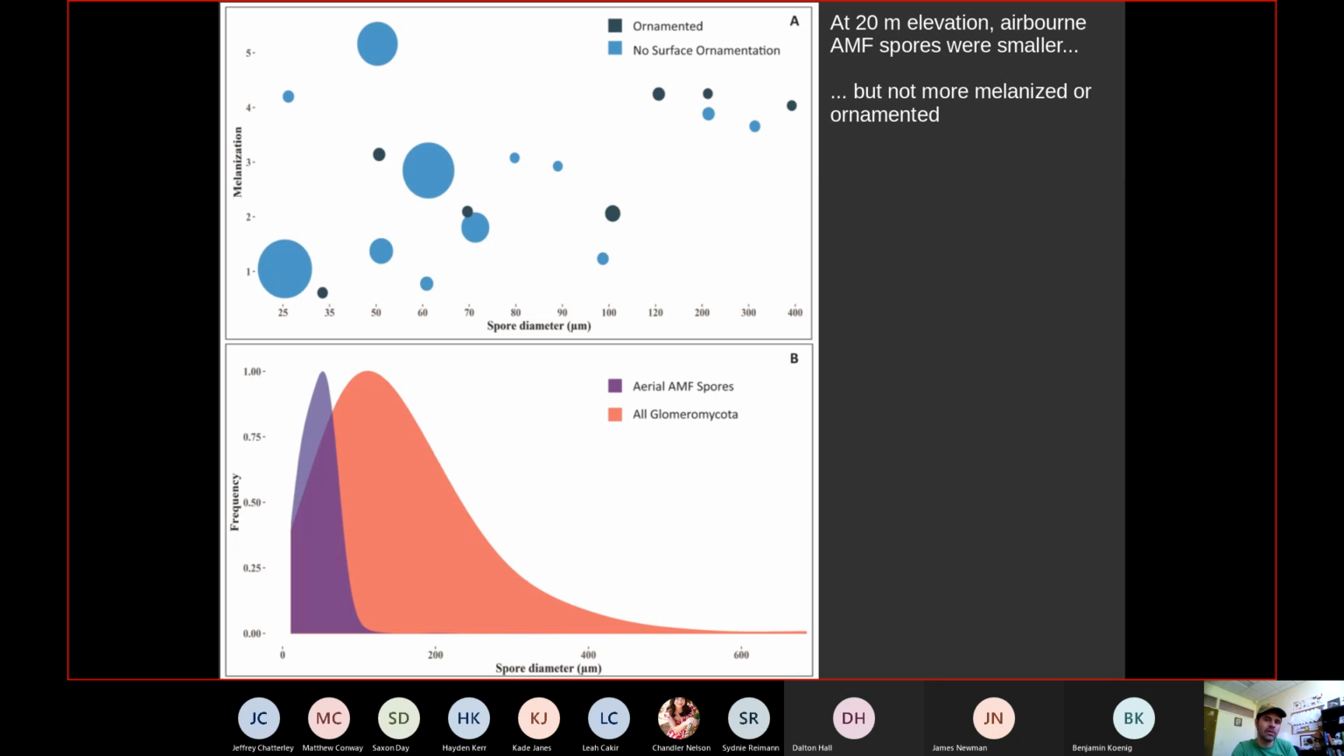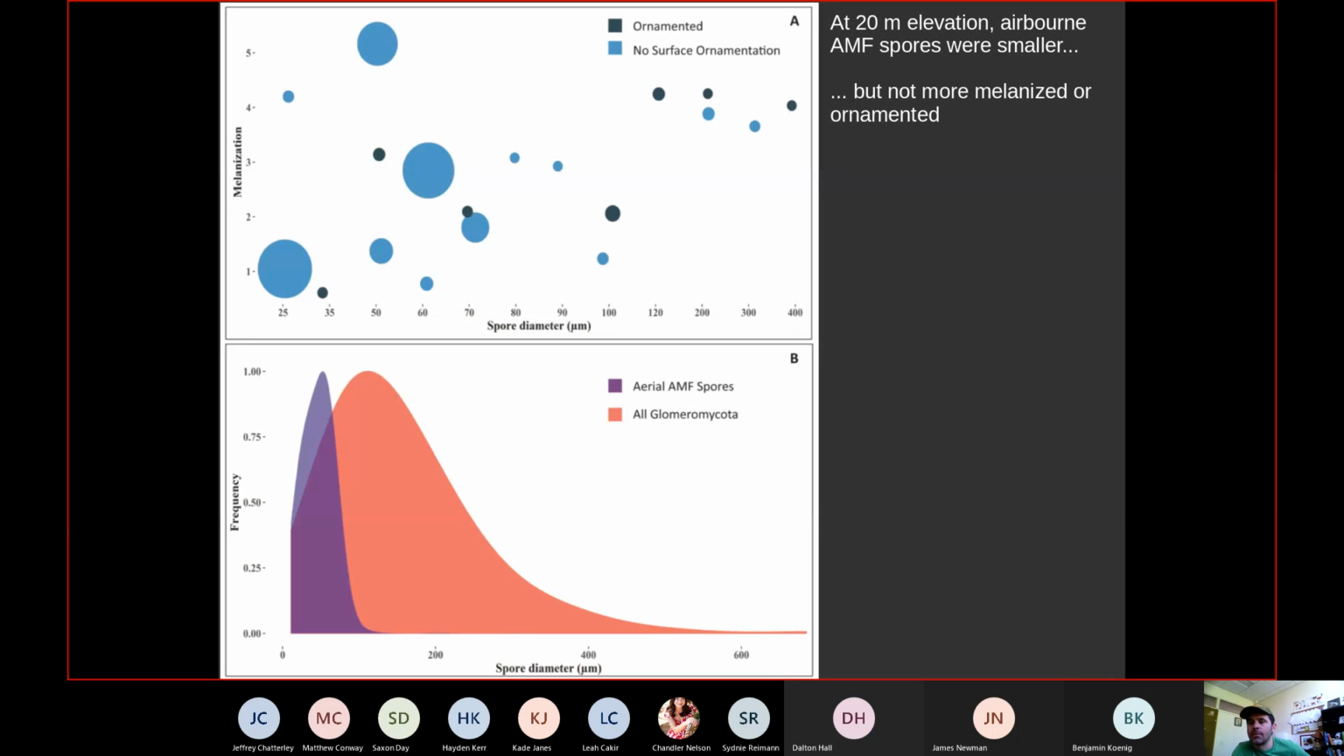Here's what they found. Essentially, the hypothesis was the ones that make it up to the green roof should be smaller, right? And they should probably be ornamented or even melanized. Why those two traits? The small one makes sense, but help me understand why ornamentation and melanization would be traits that we'd look for in air dispersed spores. Melanization's for the UV rays. The closer you get to the sun, it needs to be more protected.